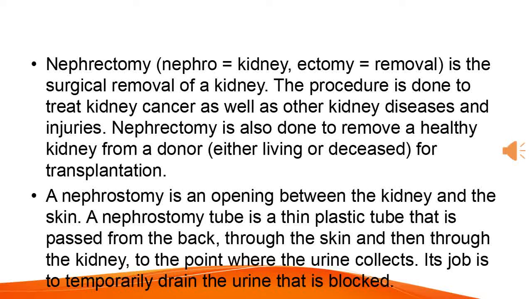A nephrostomy is an opening between the kidney and the skin. A nephrostomy tube is a thin plastic tube that is passed from the back, through the skin and then through the kidney, to the point where the urine collects. Its job is to temporarily drain the urine that is blocked.